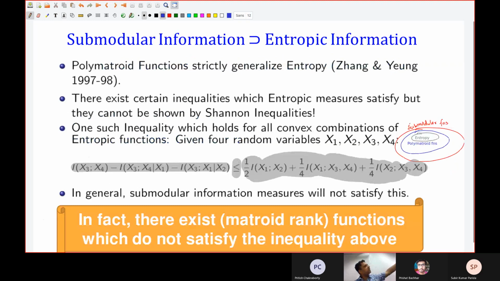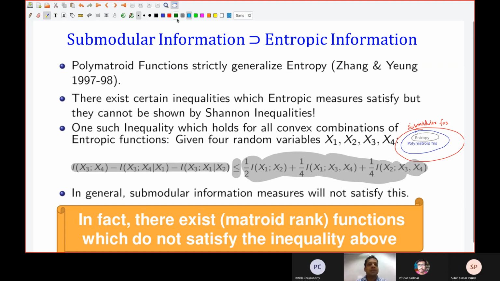And this is exactly what I was saying. The submodular information functions are also a strict superset of entropic information functions. So entropy is a strict subset of submodular functions, a strict subset of polymatroid functions. And submodular information functions are also a strict superset of entropic information functions. All that entropic information has to offer, right?